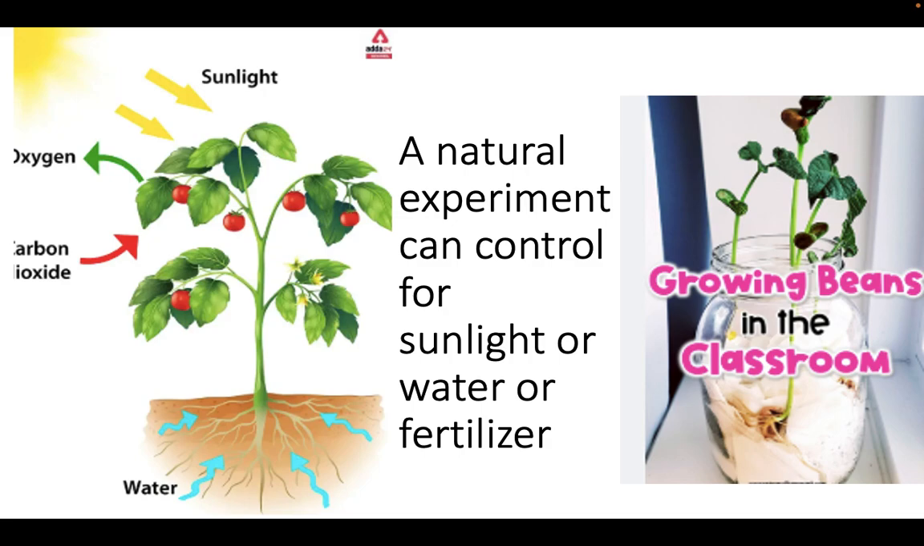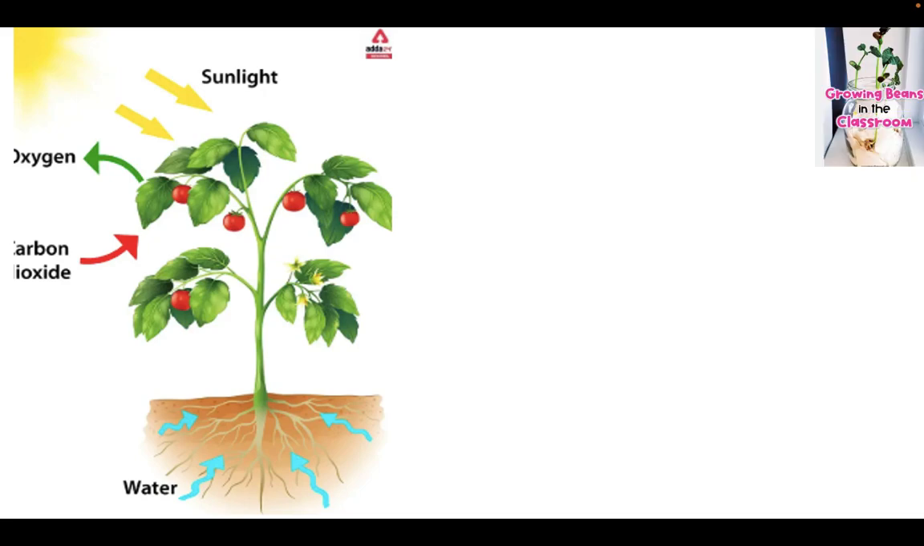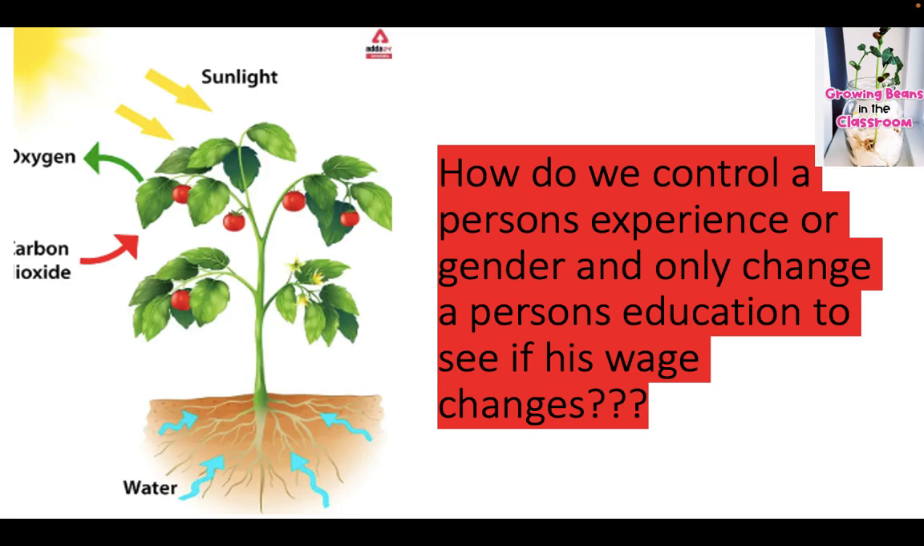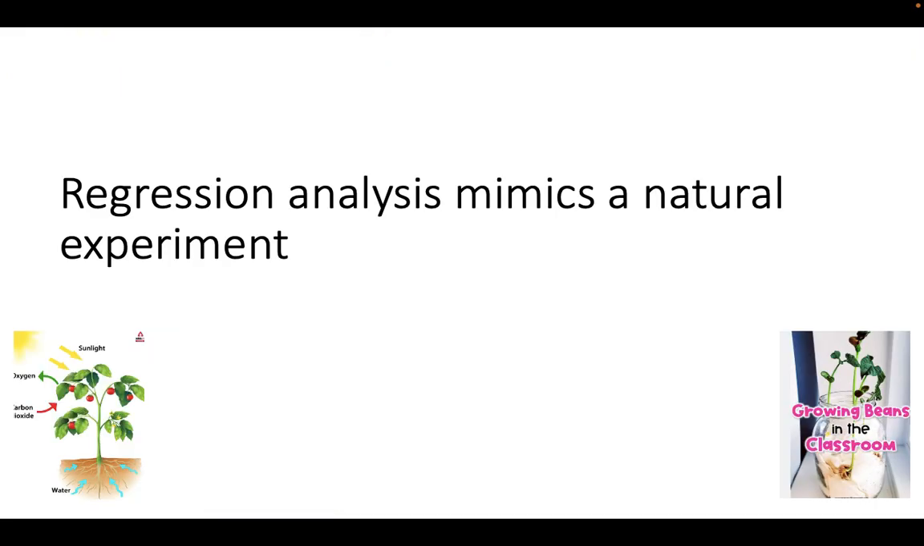But in our case, since we are in social science, we're working with human beings, controlling people's experience or gender or education is difficult to do. How do we really go about doing that? And this is where the regression analysis comes into the picture. It helps us mimic a natural experiment.